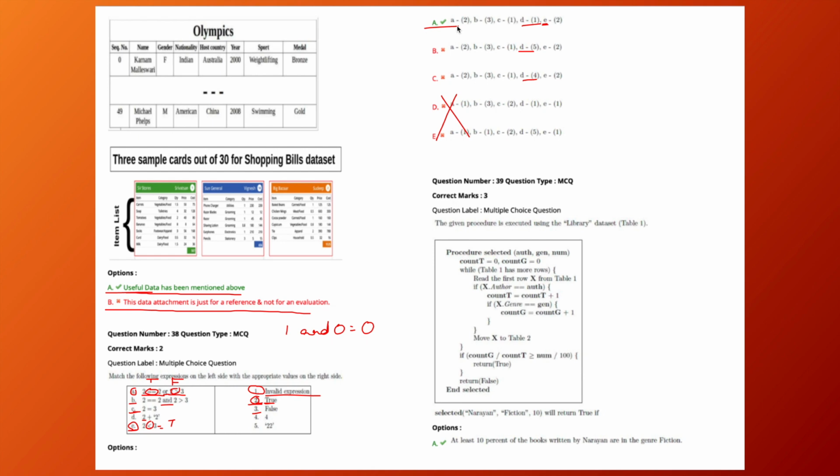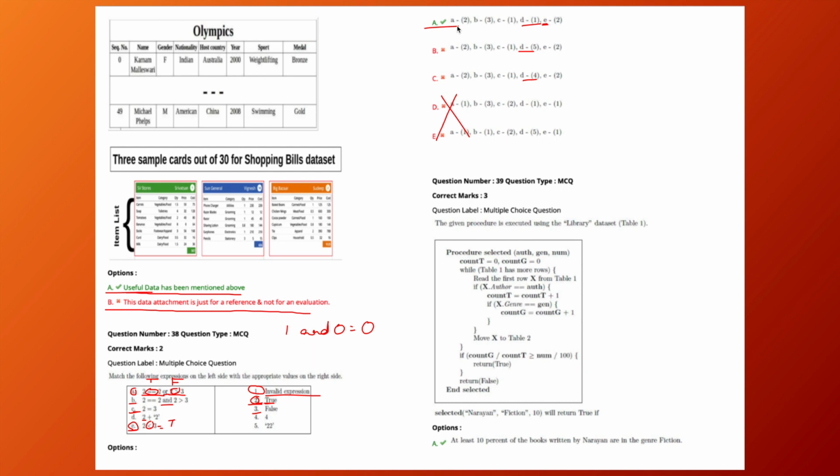Now moving on to question number 39, it says that the given procedure is executed using the library dataset, and we go to the procedure. We see that the procedure name is called selected, and it takes 3 parameters. It takes the author, it takes the number, it takes GEN. Let's find out what all those mean.